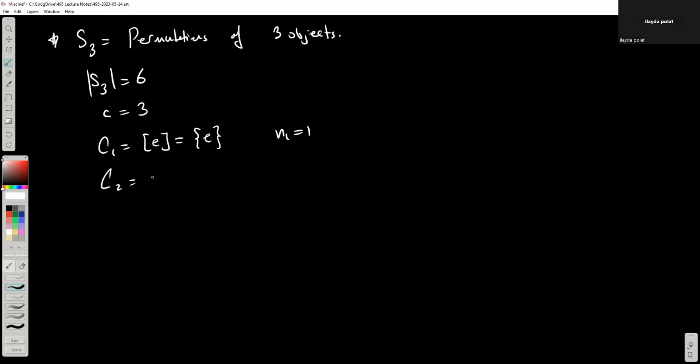The second conjugacy class is the conjugacy class of the transpositions. So the transpositions in here are exchanging the places of 1 and 2, 1 and 3, and 2 and 3.